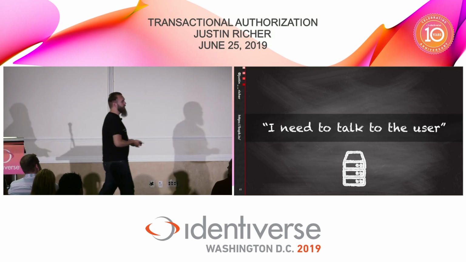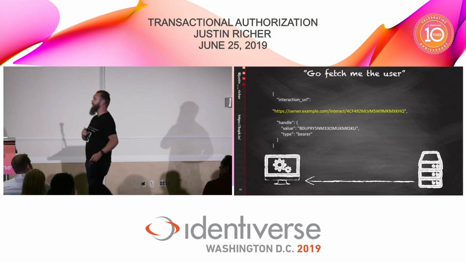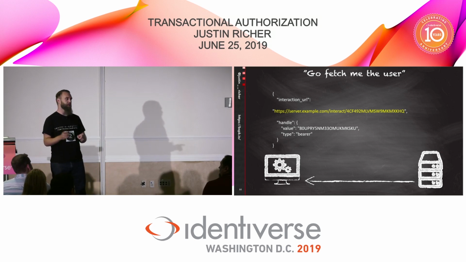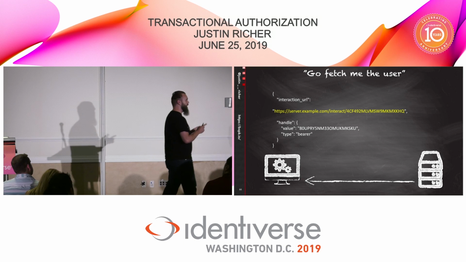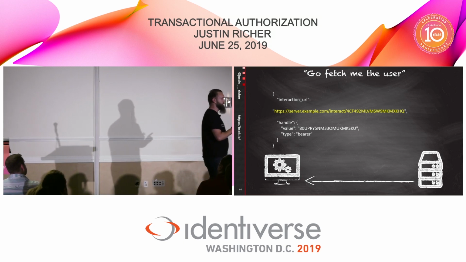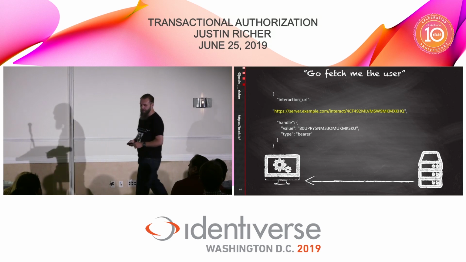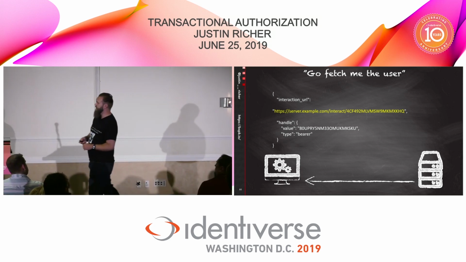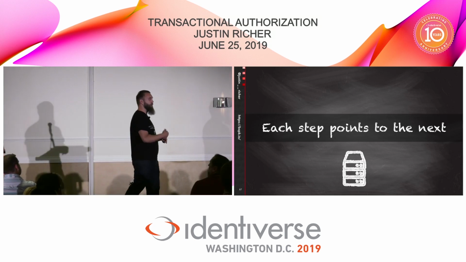But a lot of times it's going to say, you know what, I need to talk to the user. So the authorization server is going to then create what's called an interaction URL and hand it back. This is a lot like OAuth's authorization endpoint, except that this is a URL that is generated specifically for this particular transaction. It is only used once and never used for a different transaction. And there's also what's called a transaction handle. More on that in just a little bit. But the important part here is that every step here leads to the next.